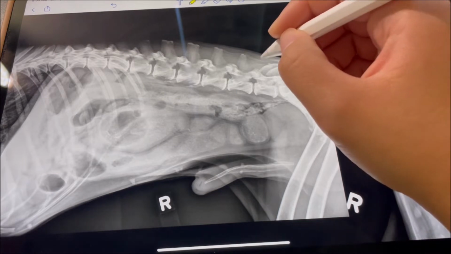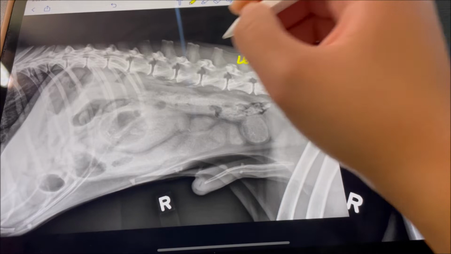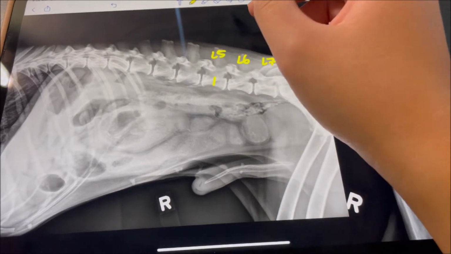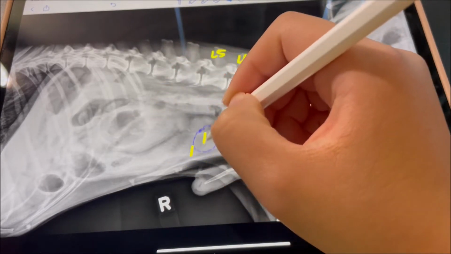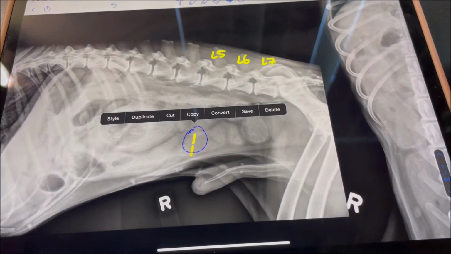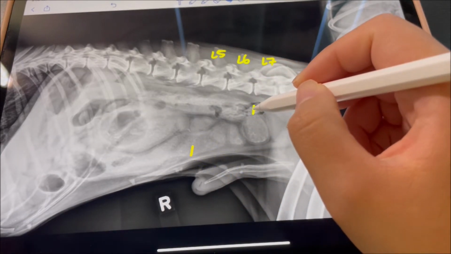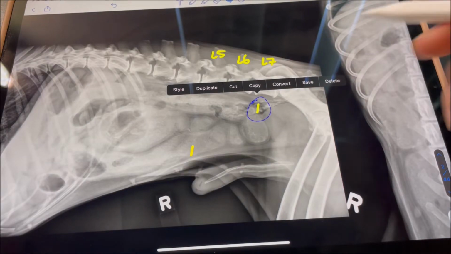Remember that the lumbar vertebrae, there are 7 of them. Take the height of the vertebral body. And yeah, it's greater than 1.5 times, so it is pathologically enlarged. Now how about the colon? No, it's not pathologically enlarged.